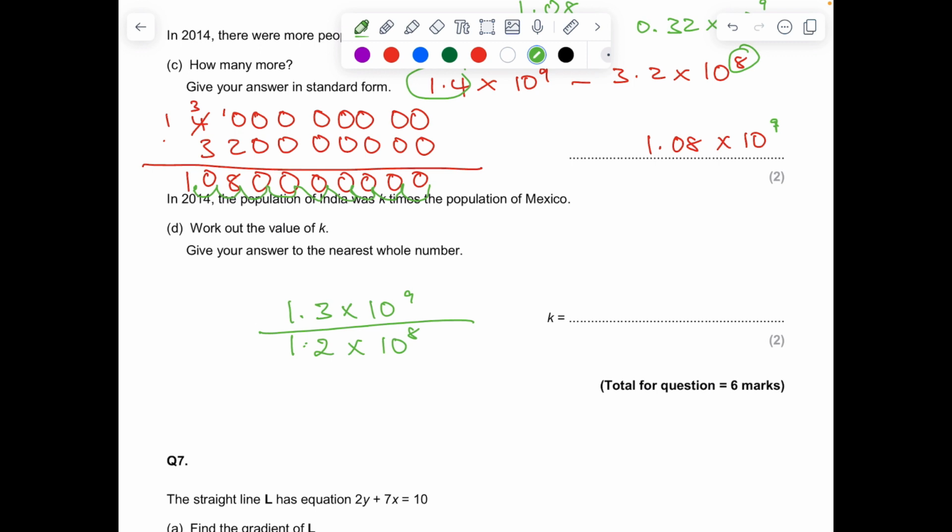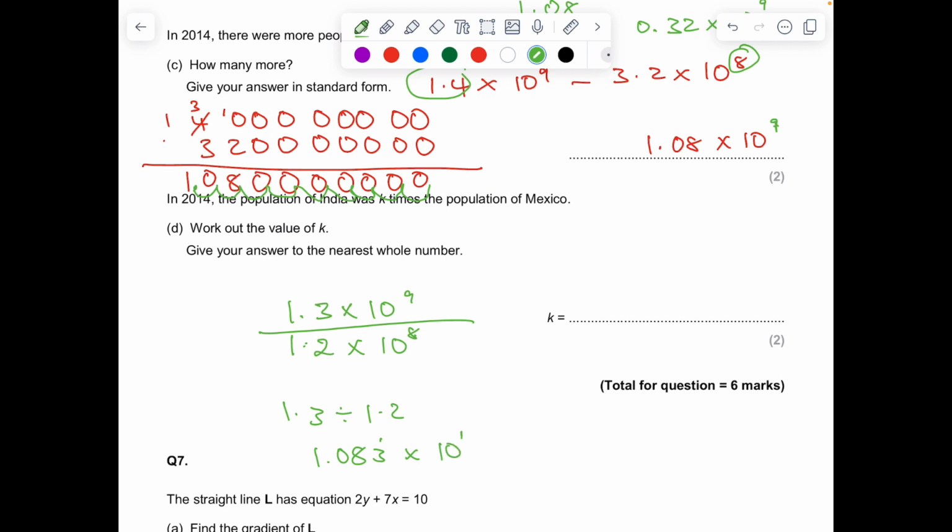Yeah, it's all right. So you can either turn them into ordinary numbers, or you can just do 1.3 divided by 1.2. So 1.3 divided by 1.2 is 1.083 recurring. Goes on forever. And then subtract the indices: 9 take away 8 is 1, so times 10 to the power of 1.